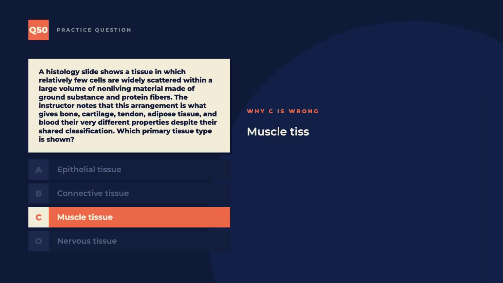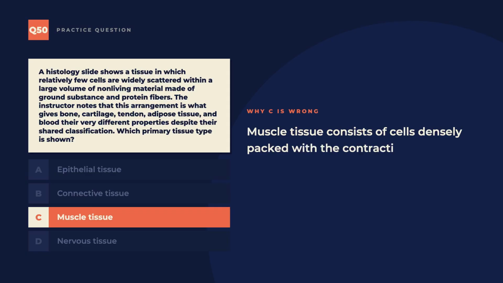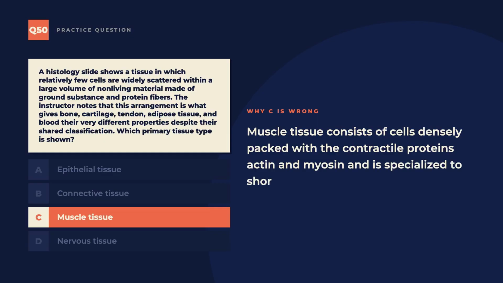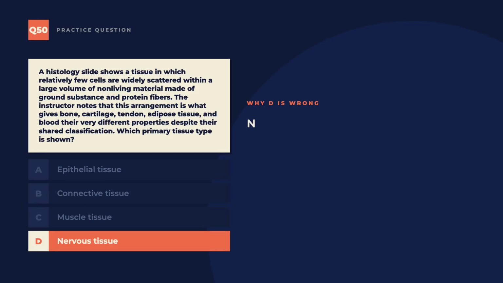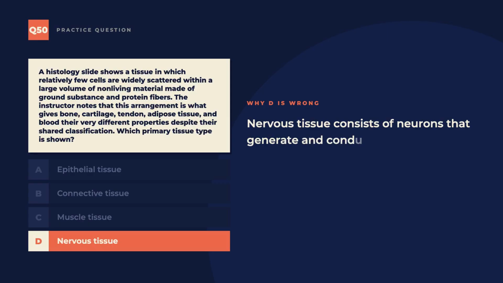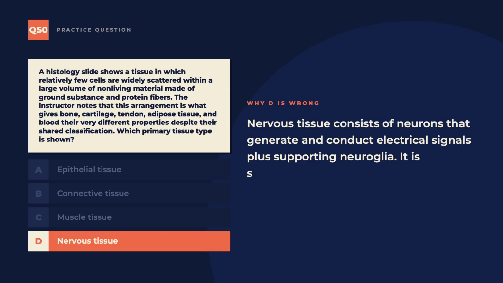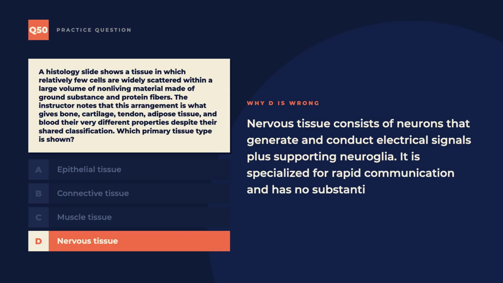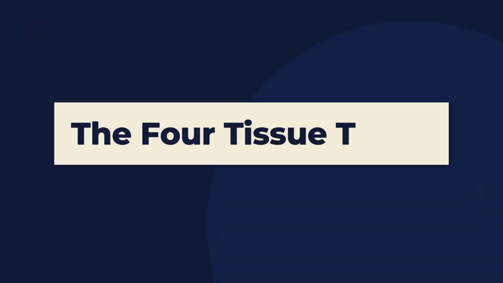C is wrong because muscle tissue consists of cells densely packed with the contractile proteins actin and myosin, and is specialized to shorten forcefully. Its defining property is contraction, not matrix. D is wrong because nervous tissue consists of neurons that generate and conduct electrical signals plus supporting neuroglia. It is specialized for rapid communication and has no substantial extracellular matrix.